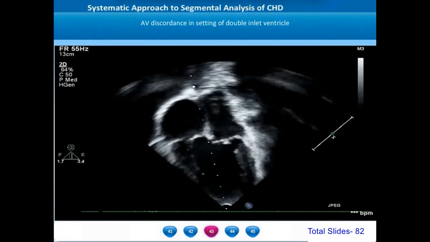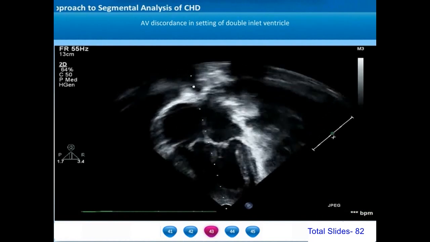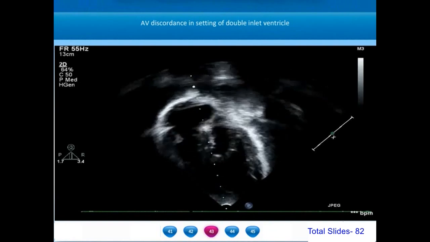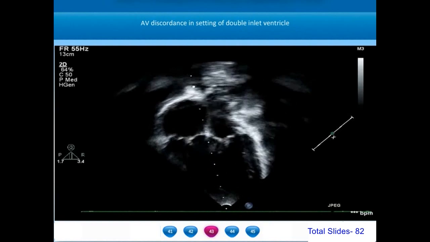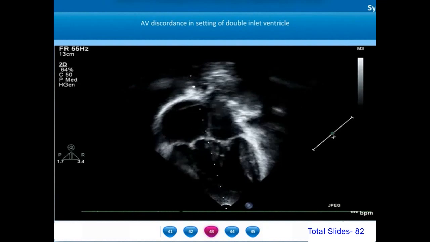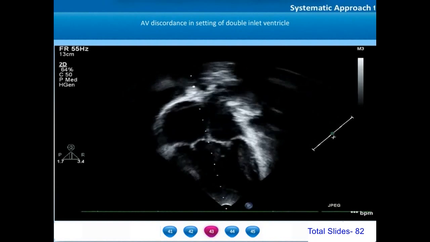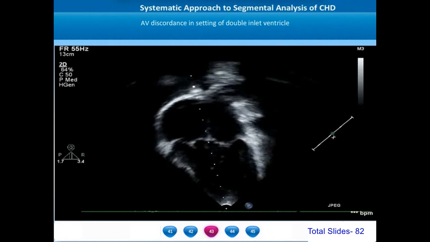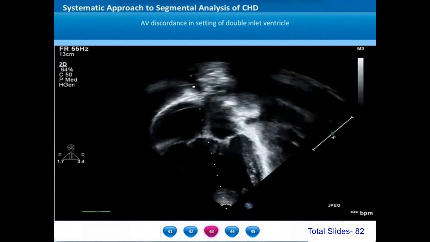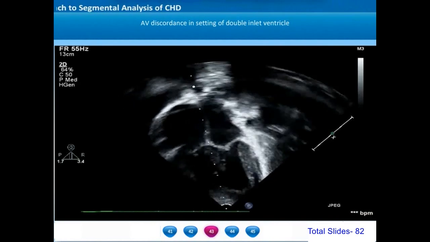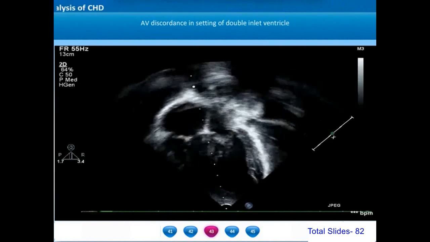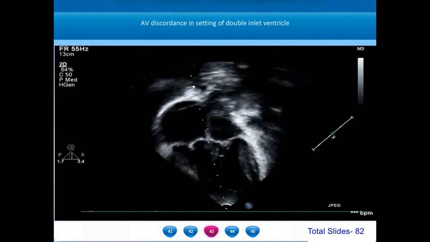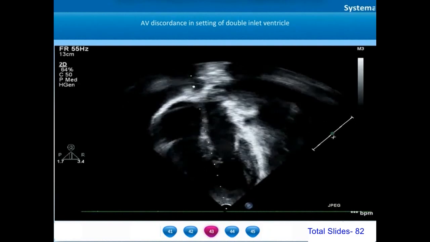In this apical four-chamber view, we can notice that the valve that is seen on the left hand of the screen has more basal attachment, and the valve that is seen on the right hand of the screen has more apical attachment. So the valve on the left hand of the screen will represent the mitral valve, and the valve on the right hand of the screen will represent the tricuspid valve. So this is an example of AV discordance in the setting of double inlet ventricle.